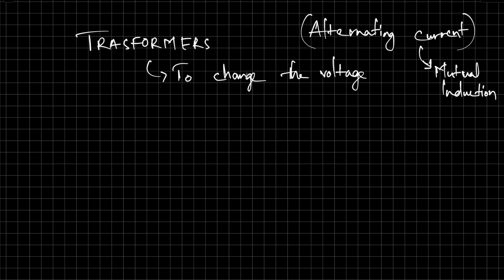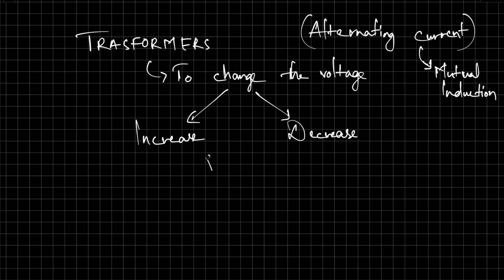Transformers are devices that are used to change the voltage. Change can be of two types, either increase or decrease. So there are two types of transformers. There is a third one as well that doesn't really change the voltage but is used to eliminate any DC components.